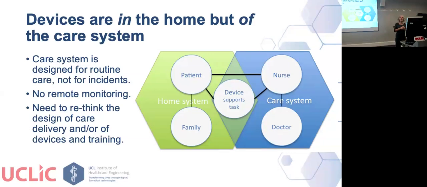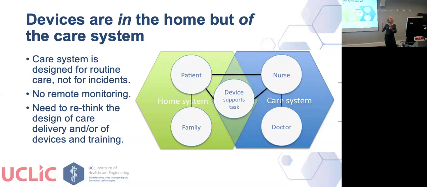And one of the conclusions we drew from this study was the devices are physically in the home, but actually they're only part of the care system. The family and the patient are not really involved. They're kind of excluded from this. And so the device, in this case, the infusion pump that's delivering palliative care, is attached to the patient, but it's only used by the nurse, and the doctor is always involved remotely. So there's no remote monitoring. The care system is designed for routine care. It's not designed to really think about what happens when anything goes wrong. And I would argue from that we need to rethink the design.